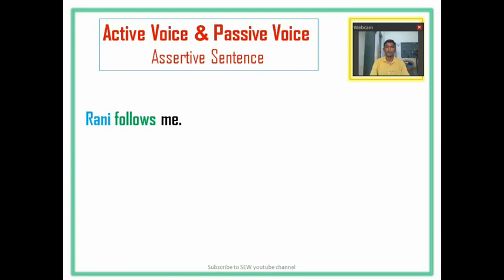Right. So, Rani follows me. Look at it. Rani is the subject, follows is the verb, and me is the object. What is used here? The pronoun me is used in the object place, so the object pronoun is used. The object becomes the subject. So me becomes I, because it is in subject position, so the subject pronoun should be used. Me is the object form, and I is the subject form. So, I.